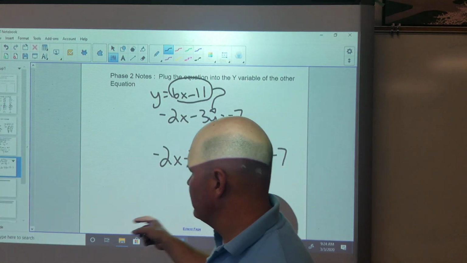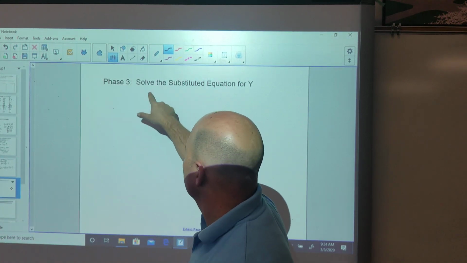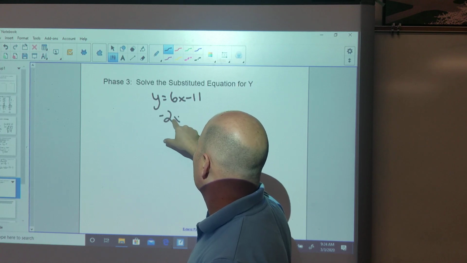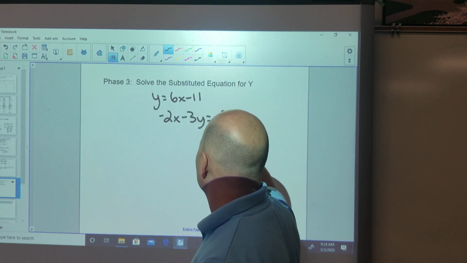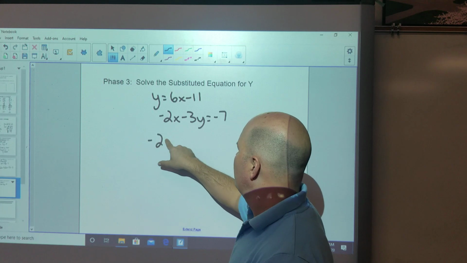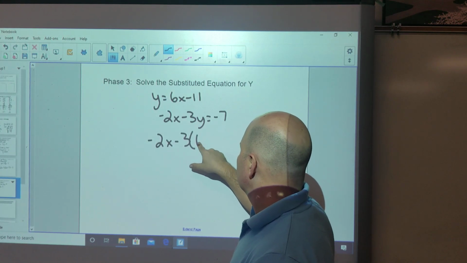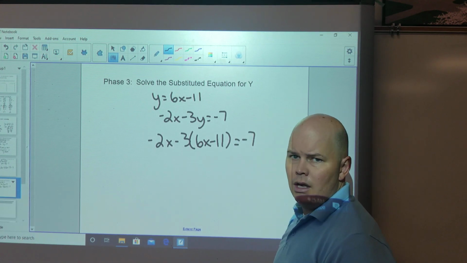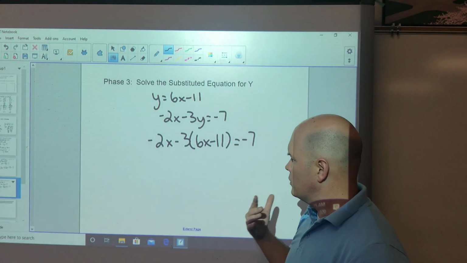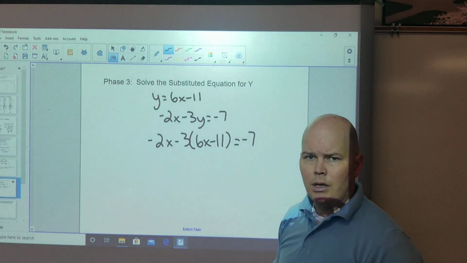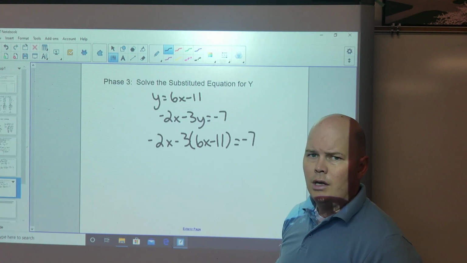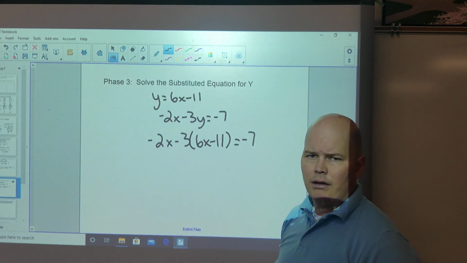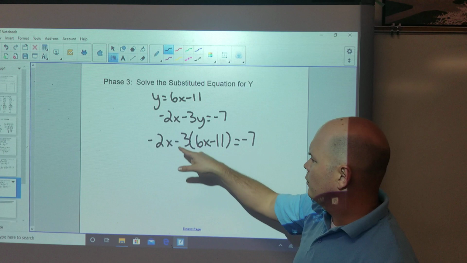Okay? So now I have a substituted equation. We had y equals 6x minus 11, we had negative 2x minus 3y equals negative 7, and I plugged that 6x minus 11 into the y value of the second equation. Now from here, this is where it gets repetitive. It almost always works this way. We're going to distribute, then combine our like terms, then isolate by moving, and then divide, and we're going to have a solution. So what that looks like in real time is like this.